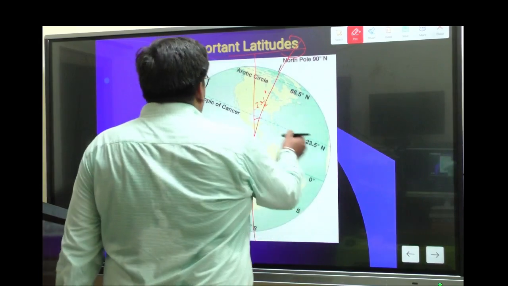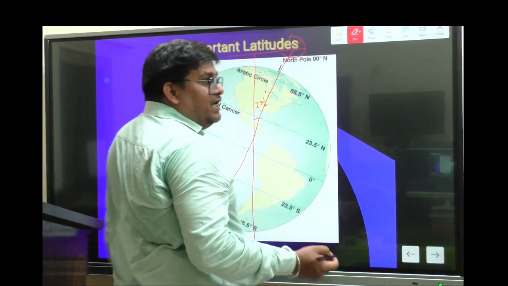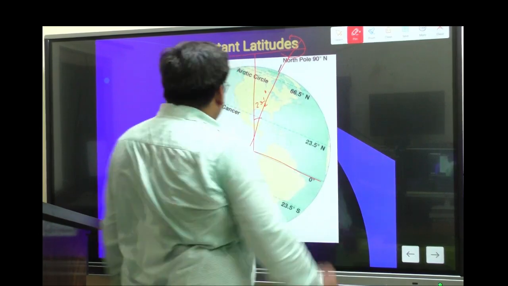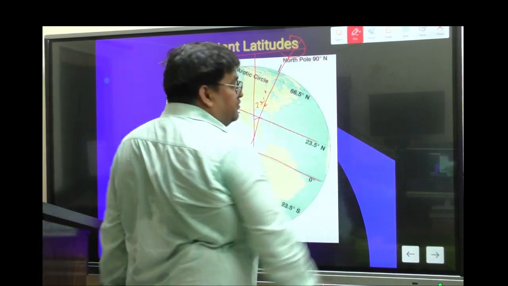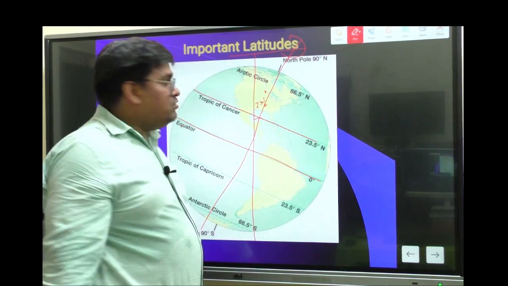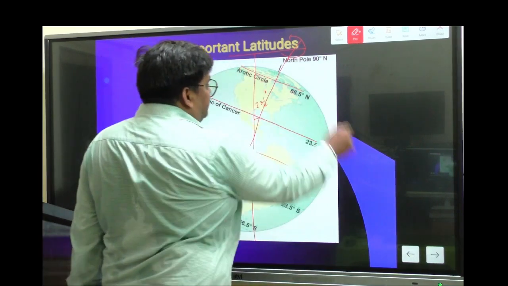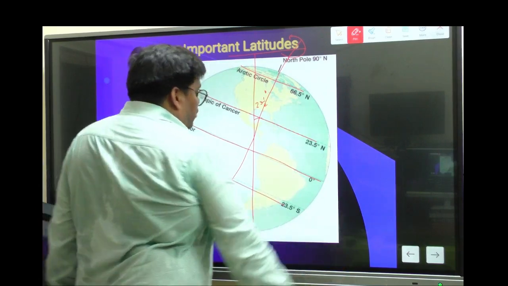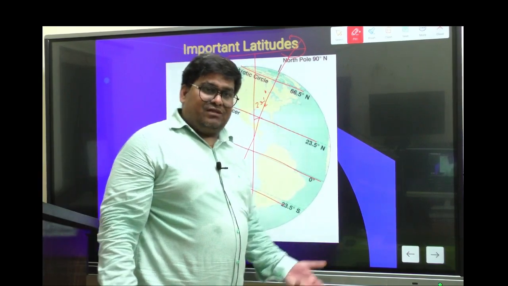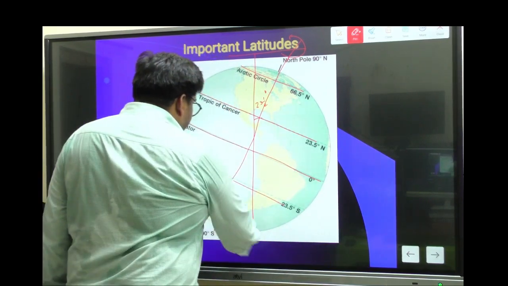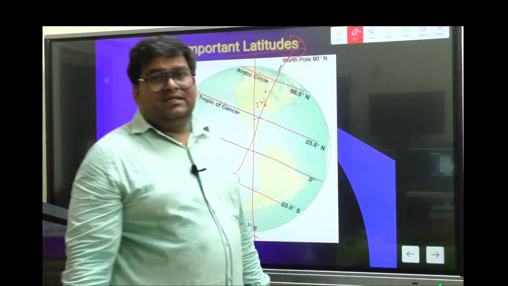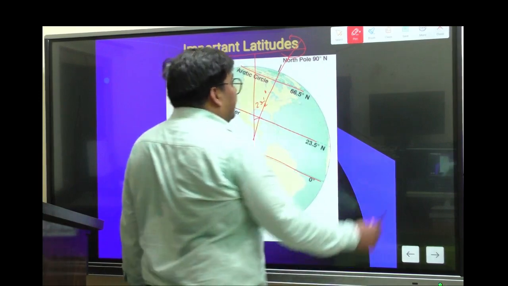All right, so we have made imaginary lines. One is called the equator, that is 0 degree. Second is the Tropic of Cancer, that is 23 and a half degree north. Then Arctic Circle, 66 and a half degree north. Then you have the Tropic of Capricorn, 23 and a half degree south. Then you have the Antarctic Circle, 66 and a half degree south. And you have the South Pole, that is 90 degrees south. All right.